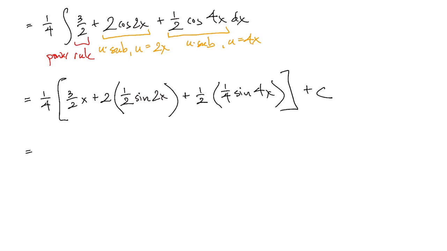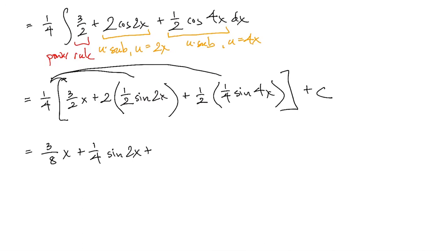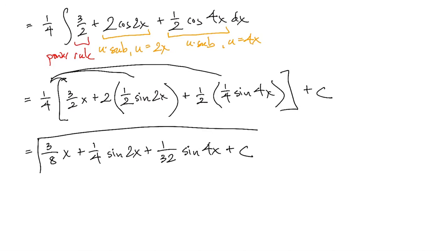And then we're going to go ahead and combine all of our fractions. We're going to distribute that 1/4. So let's see. The first term becomes 3/8 x, plus 1/4 sine 2x, plus 1/4 times 1/2 times 1/4 is 1/32 sine 4x, plus c.